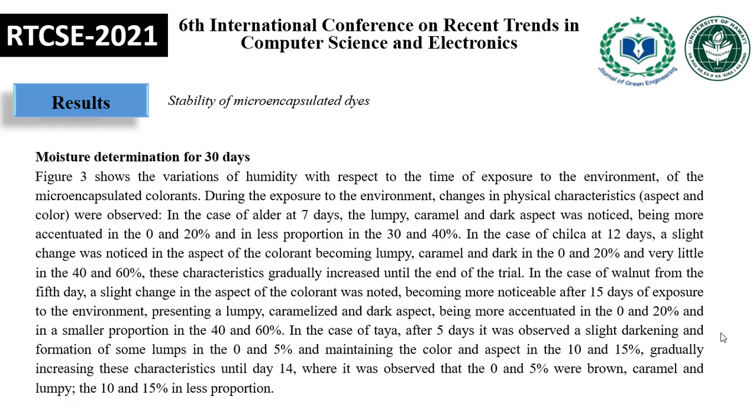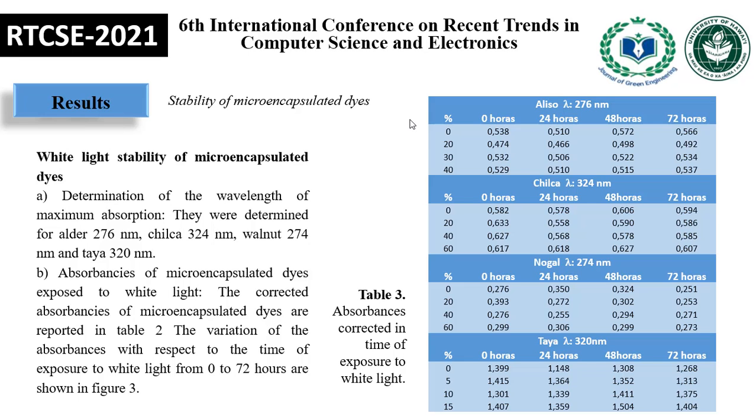In the case of taya, after 5 days, a slight darkening and formation of some lumps was observed in the 0 and 5%, while maintaining the color and aspect in the 10 and 15%, gradually increasing these characteristics until day 14, where it was observed that the 0 and 5% were brown, caramel, and lumpy, the 10 and 15% in less proportion.